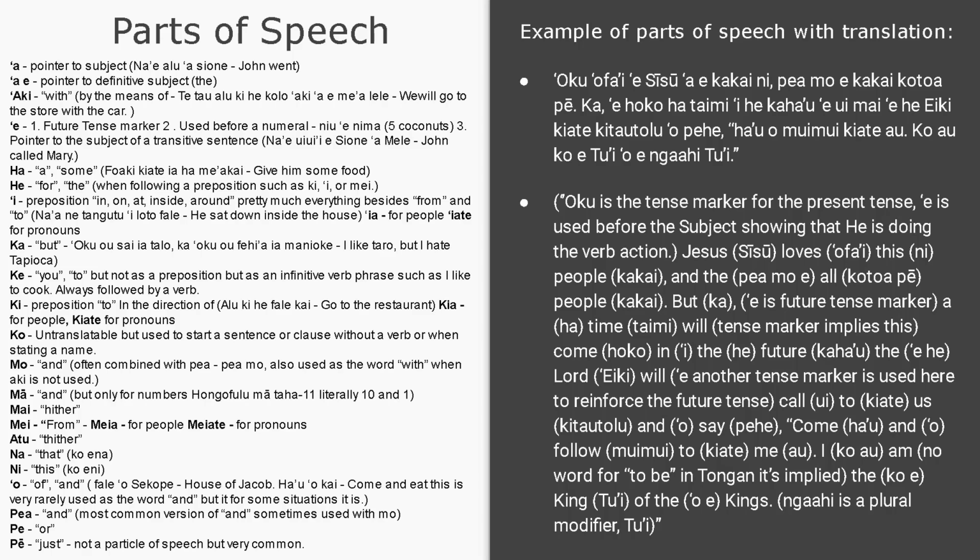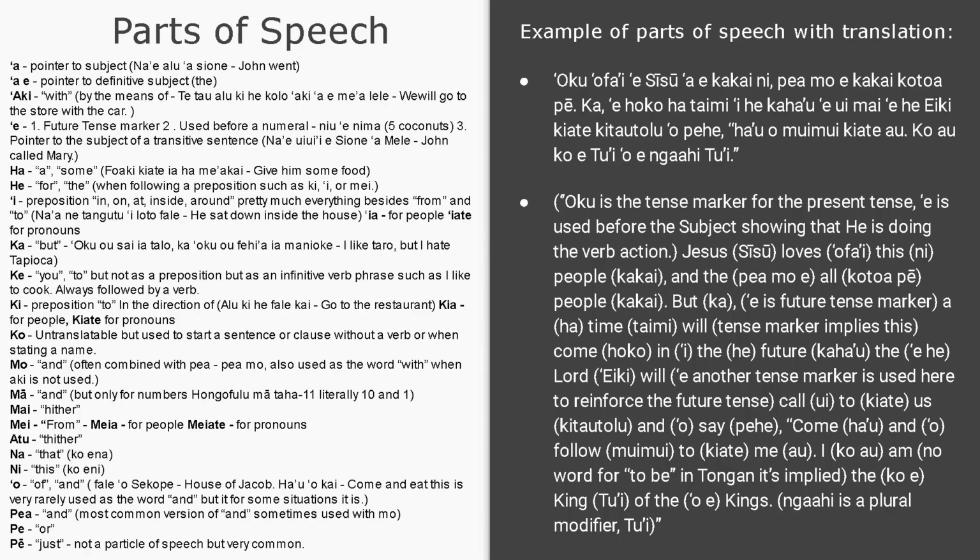Let's go ahead and look at the example here of parts of speech and grammar all thrown into one. I'll go ahead and read the three sentences and then we'll look at the translation. So it says, Oku 'o hoko e sisu e kakai ni, pea mo kakai kotoa pe, ka e hoko ha taimi e he kaha'u, 'e ui mai 'e he 'Eiki ke te kita tolo 'o pe he, ha'o 'o muimui kia te au, koe'uhi koe tui 'o ngaahi tui. So we can translate this down here. We got oku, which is the first word, which is the tense marker, showing that this is the present tense. This isn't some scripture or anything, I just made this up because I tried to fit as many of our concepts into three sentences as I could.